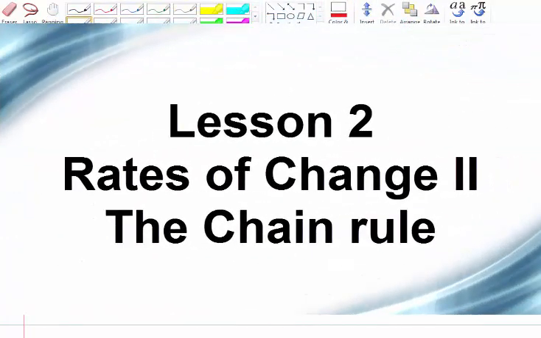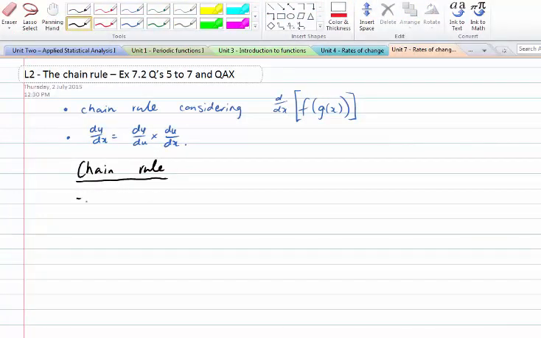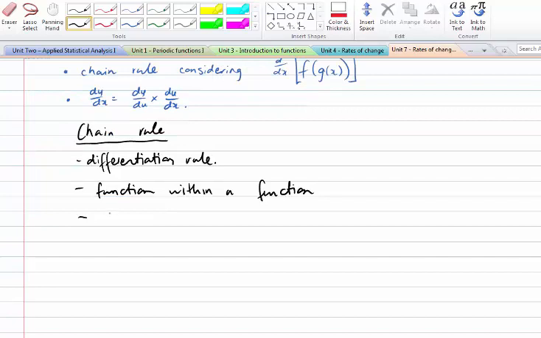In this lesson, we're looking at the chain rule. So the chain rule is a differentiation rule that occurs when we have a function within a function. So if we have something along the lines of f of g of x, then that chain rule will apply. And because we're only looking at polynomials this term, it means that we're looking at situations where we have some function raised to a power n.